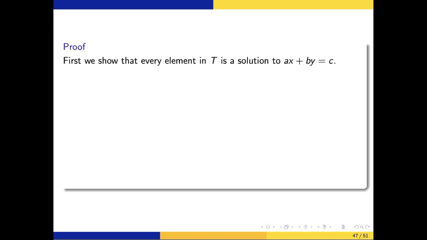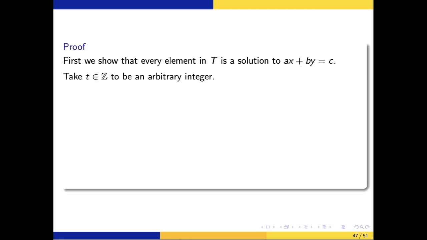Now to prove the theorem we just stated, we need to show two things. First, we need to show that every element in T is a solution to the equation ax plus by equals c. What this will mean is that T is a subset of S. Later on, we will then prove that S is also a subset of T, and then putting these two facts together, we will get that S is equal to T. So let us first show that T is a subset of S.